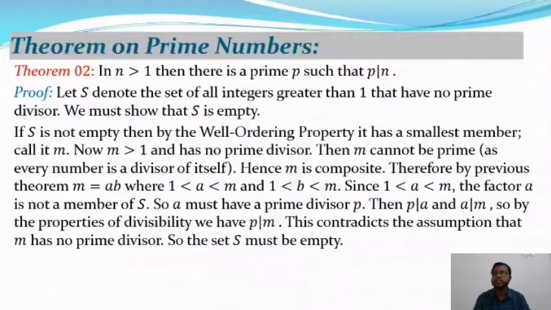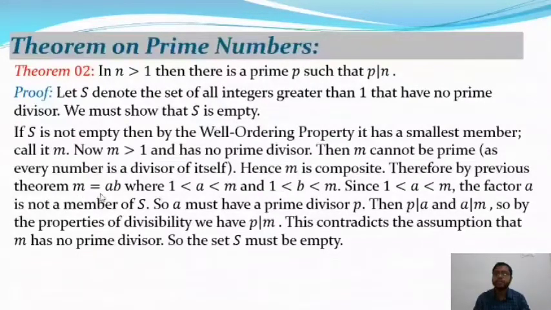So then M cannot be prime, as you know, every number is a divisor of itself. So hence M is a composite number. If a number is not prime, then it is composite. Therefore, by the previous theorem, M is equal to A times B. Any composite number can be written as a product of two numbers.